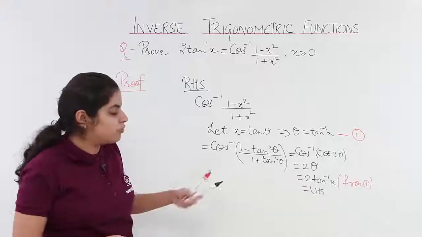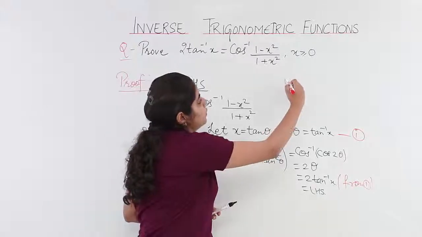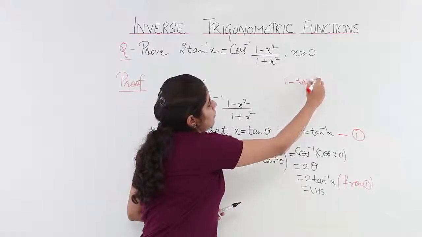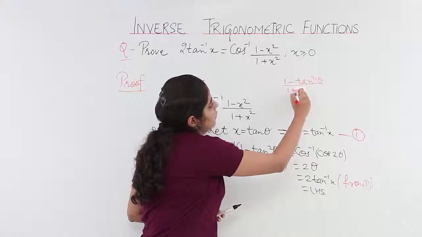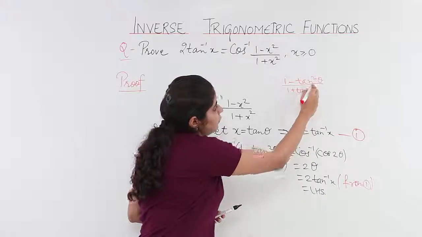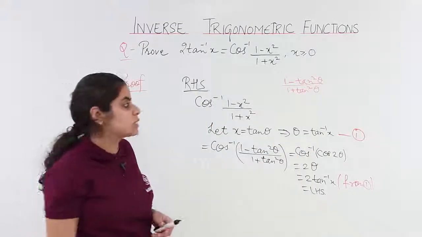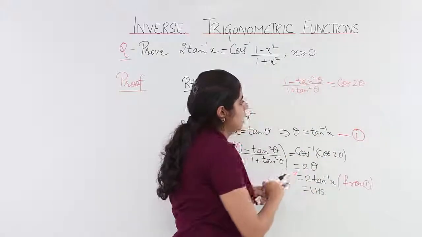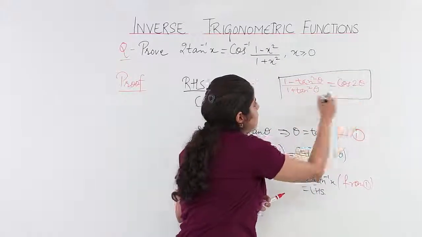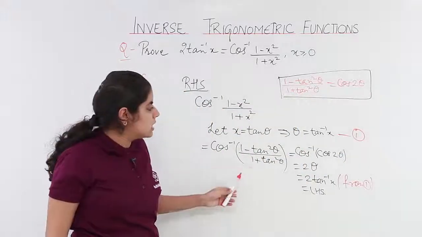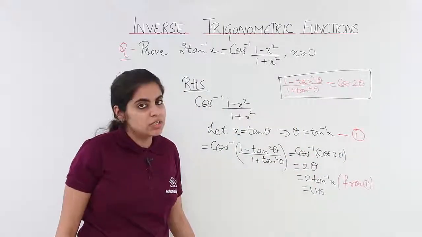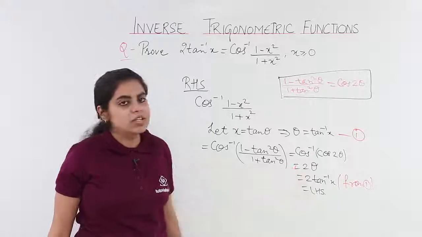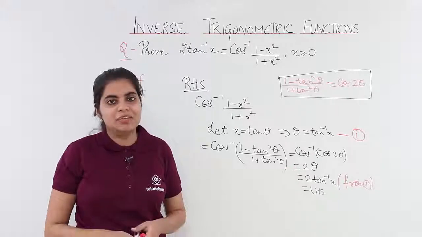I write the formula again so that those people who don't know it may know now that this was a formula only. (1 minus tan square theta) upon (1 plus tan square theta) is what? It is cos 2 theta. Enclosed in a bracket is the formula that we used for your convenience. Substituted, cos inverse, cos nullified, 2 theta remaining. Theta is what? Tan inverse x.